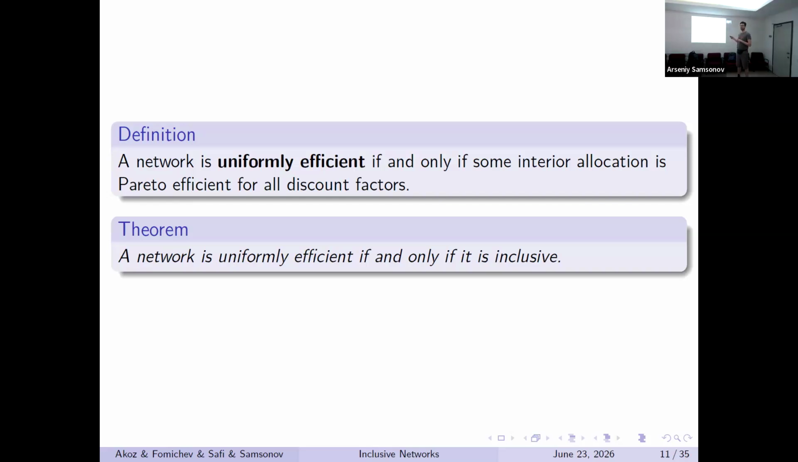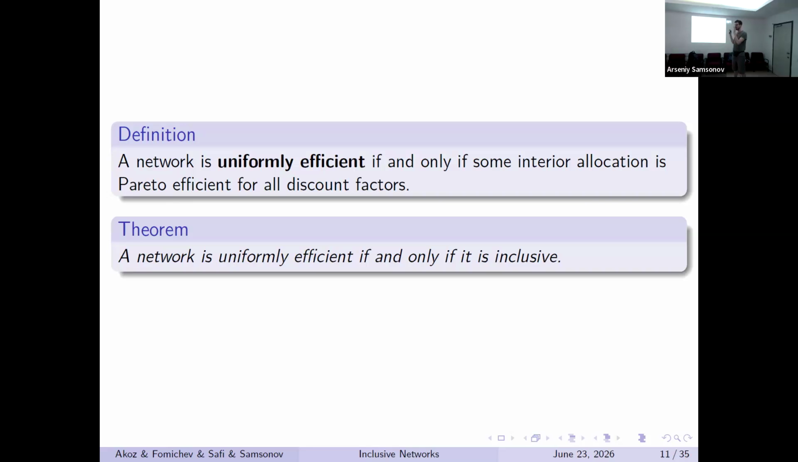Yeah, and it's equivalent to the following thing, that any interior allocation is Pareto efficient. So in this setting with linear payoffs, we can call the network uniformly efficient if some allocation is always Pareto efficient, or if all interior allocations are always Pareto efficient. It turns out it will be the same by the linearity. Any interior allocation, yes.